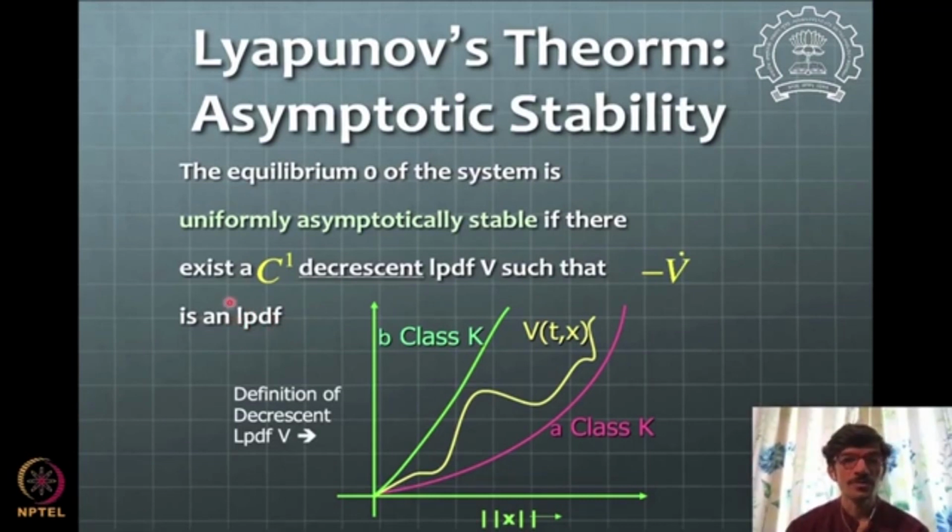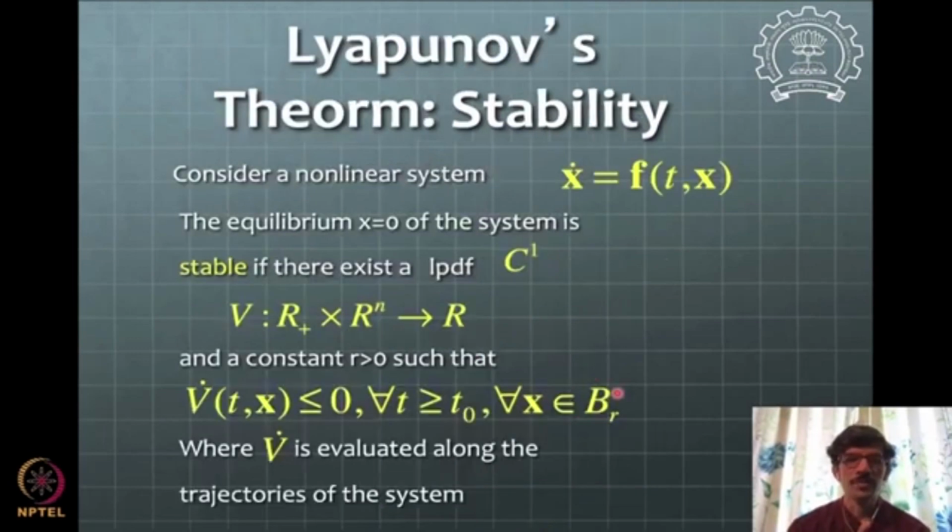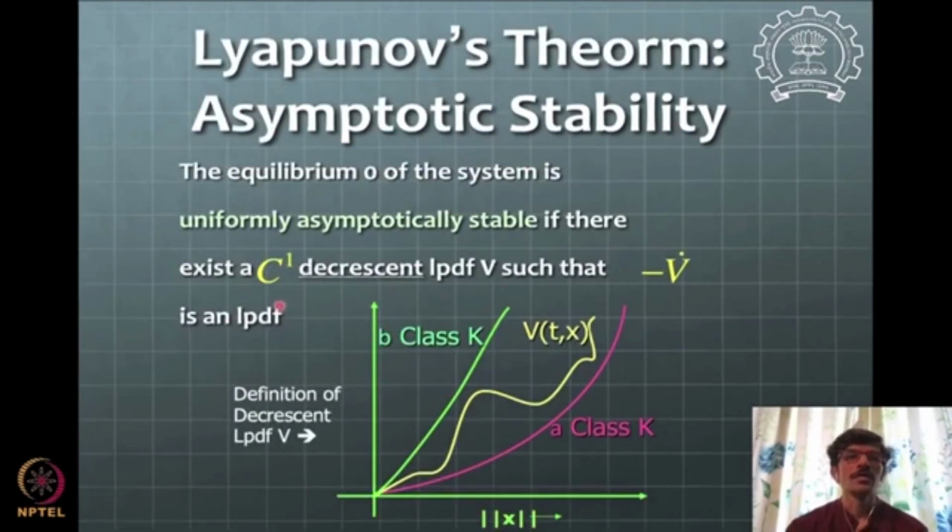It needs to be strictly a locally positive definite function minus V dot. So it can be 0 only at 0, at no other point. But in the previous stability definition, this was less than or equal to 0. Now we want V dot to be strictly less than 0 for asymptotic stability. So this is a more stringent condition. This is one kind of condition, decrescency, and then there is another stringent condition, LPDFness. This is how the theorem comes up.